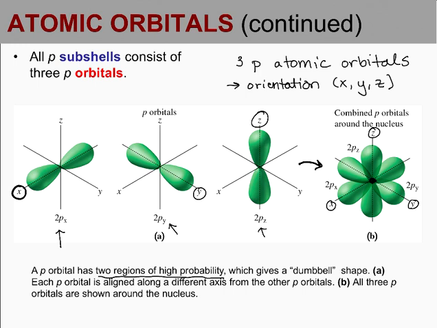Now remember that all three of these orbitals have the same energy. So we might not know for sure if an electron is in the px orbital or the py orbital or the pz orbital, but the probability is pretty similar. So as long as you know that an electron is in one of these three p orbitals, that's the important part.